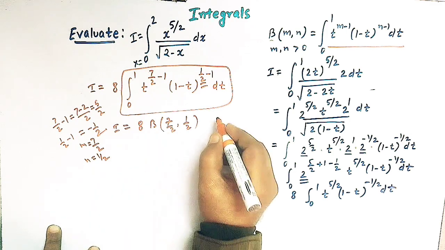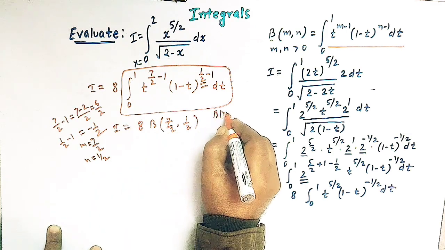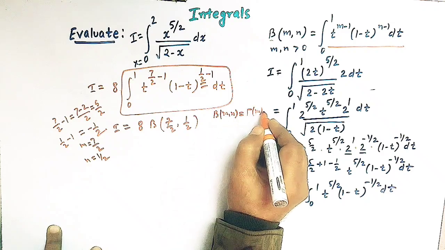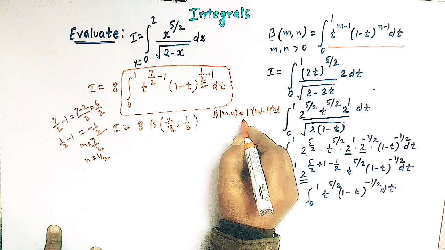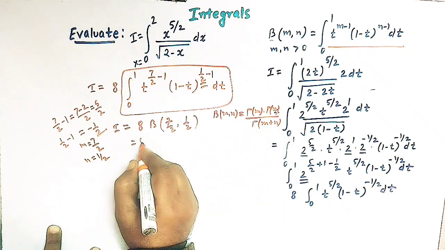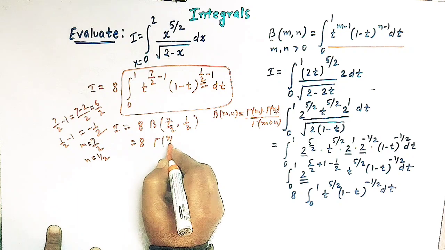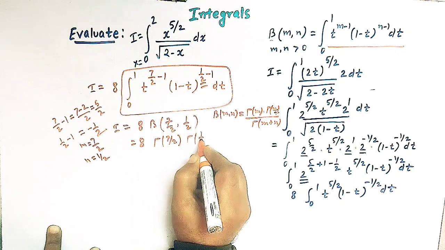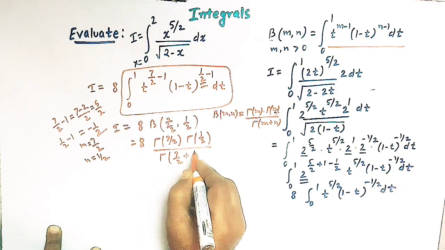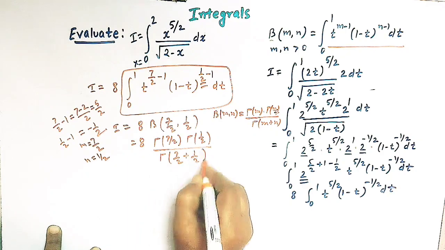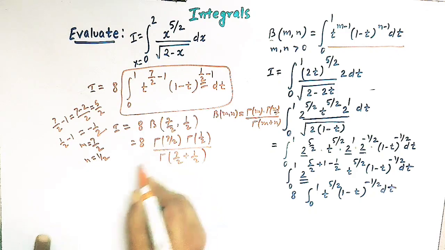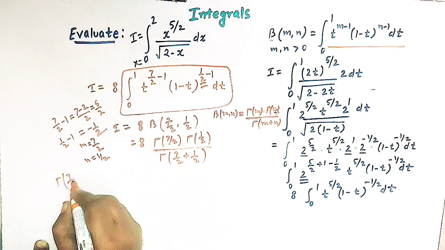So now we have to find out the value of this expression by using an important relationship between the beta function and the gamma function. So beta of m comma n is given by gamma m times gamma n divided by gamma of m plus n. So here we can now write gamma 7 over 2, then gamma half, and then we have gamma of 7 over 2 plus half, right?